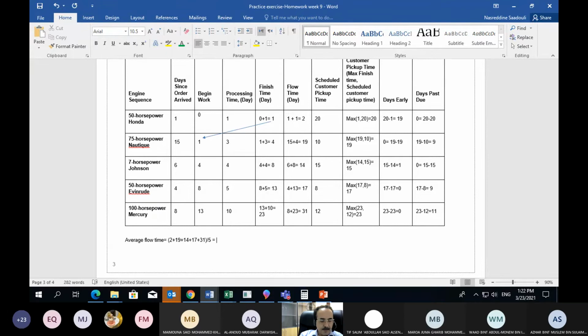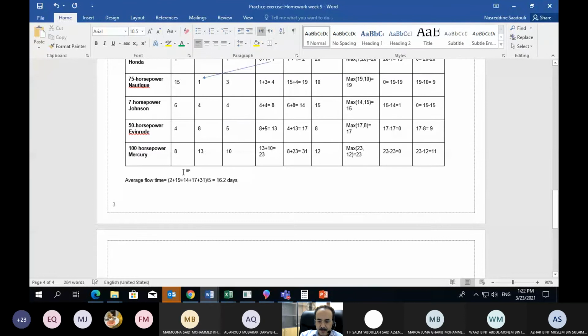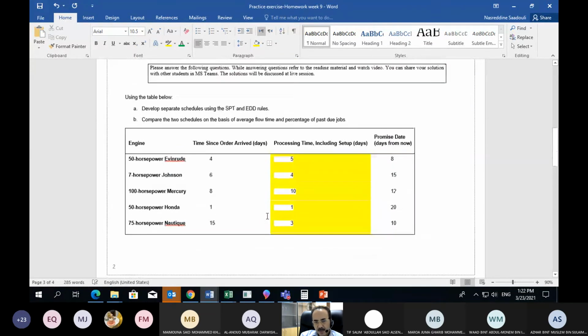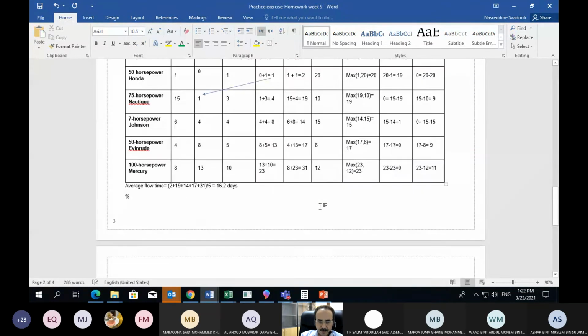And what do we get if you have already done this? 16.2. And it's 16.2 what? What's the unit? Days. Correct. So the average flow time is 16.2 days, and now the percentage of past due jobs.